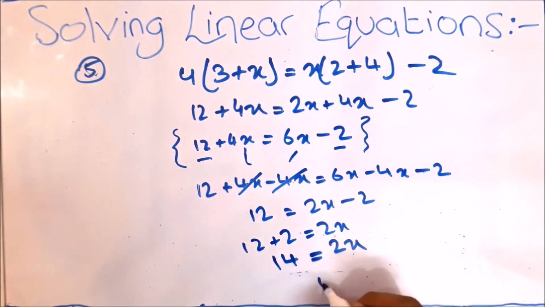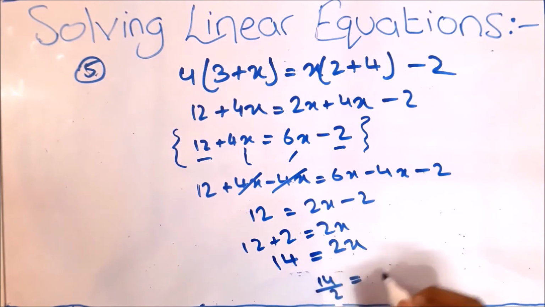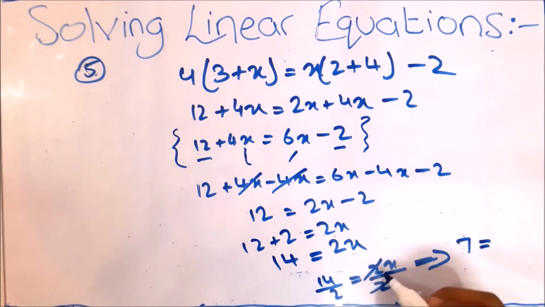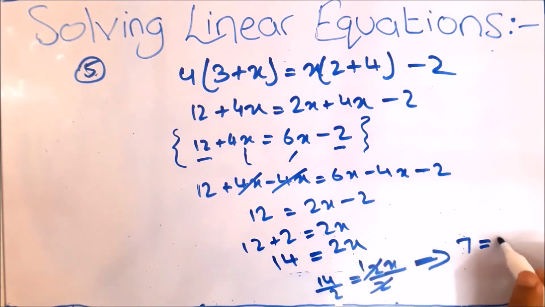The next step, 14 divided by 2 is equal to 2x divided by 2. When we do it, we get 14 divided by 2, which is 7, is equal to, both cancel out, we get a 1 over here, and x. We get x is equal to 7.